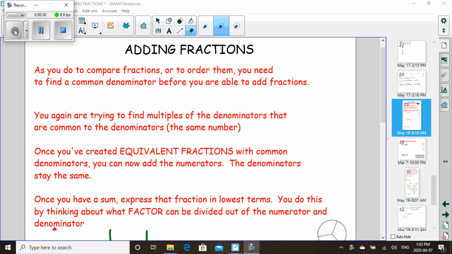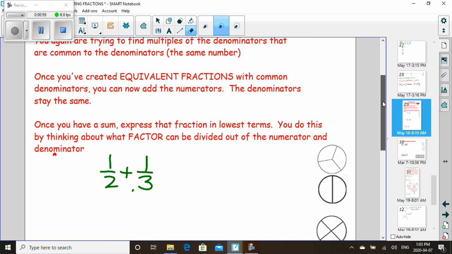Okay, ideally this is done in class, but here we are online, and so let's go. Adding fractions, so you're going to need to think about whether our denominators are the same. If they're not the same, not common, we need to find common denominators. We find equivalent fractions by thinking about what the denominator is going to become and multiplying the numerator by the same number that we multiplied the denominator by. That will create an equivalent fraction. Then once the denominators are the same, we can start adding or subtracting.